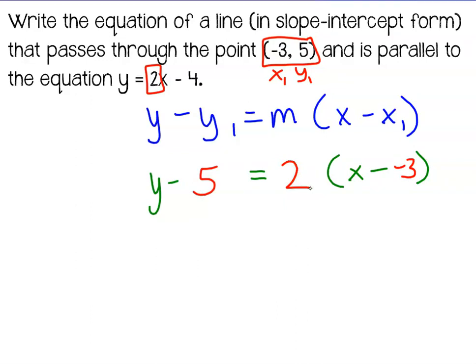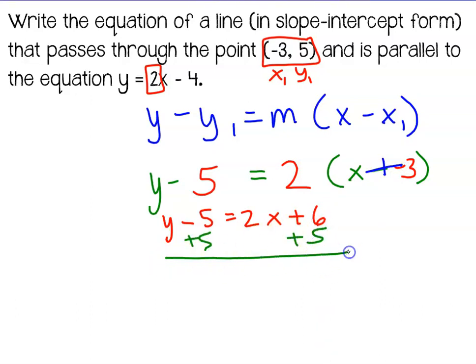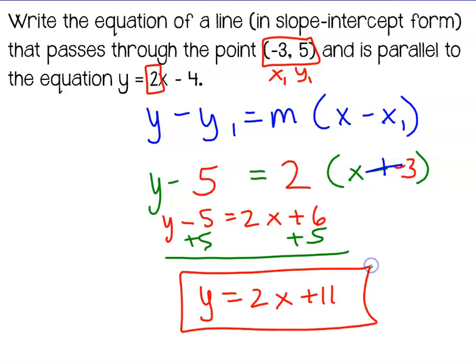So I've now created an equation of a line that I know is parallel, but it's not in the format that the question asked. It asked for slope-intercept form. So I'm going to manipulate this a little bit here. y minus 5 equals 2x, and don't forget, 2 negatives make a positive, so that's going to distribute to a +3, and that makes 6. I'm going to add 5 to both sides, and that leaves me with y equals 2x plus 11.